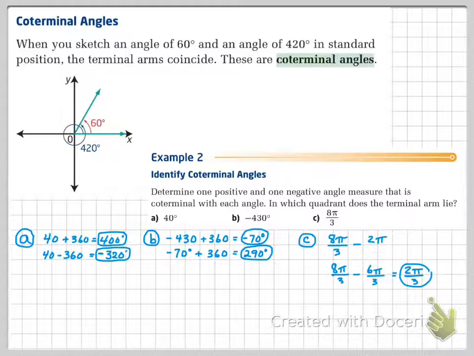Now I can start with 8 pi over 3, or I can start with 2 pi over 3, subtract 6 pi over 3, and I'd have negative 4 pi over 3. That way I'll have one positive and one negative coterminal angle to 8 pi over 3.